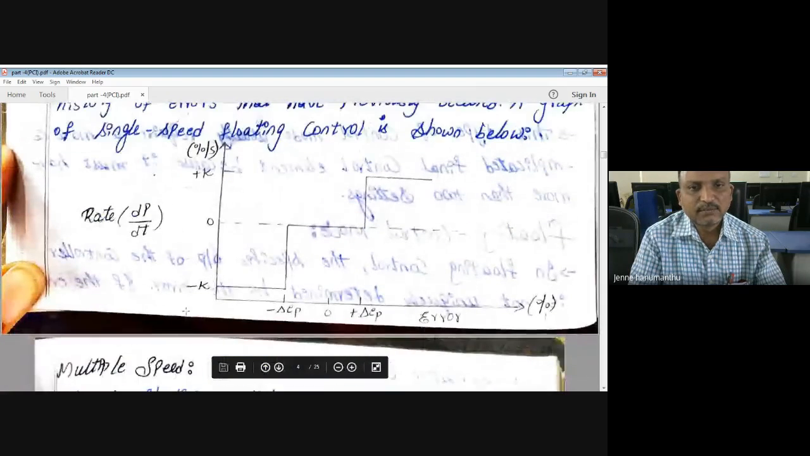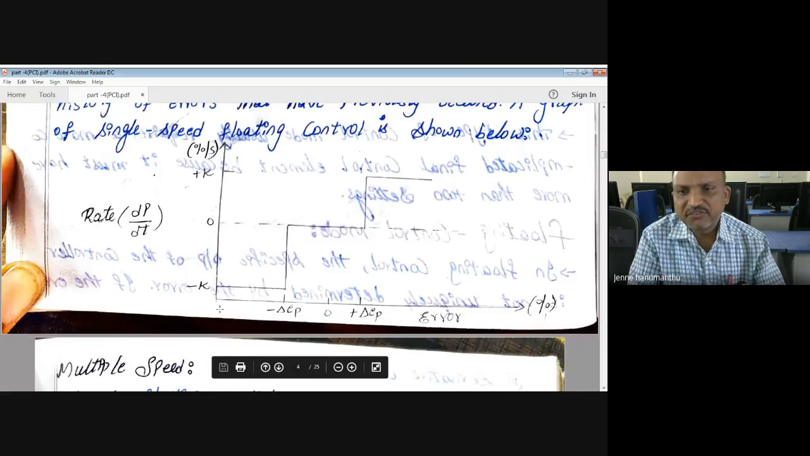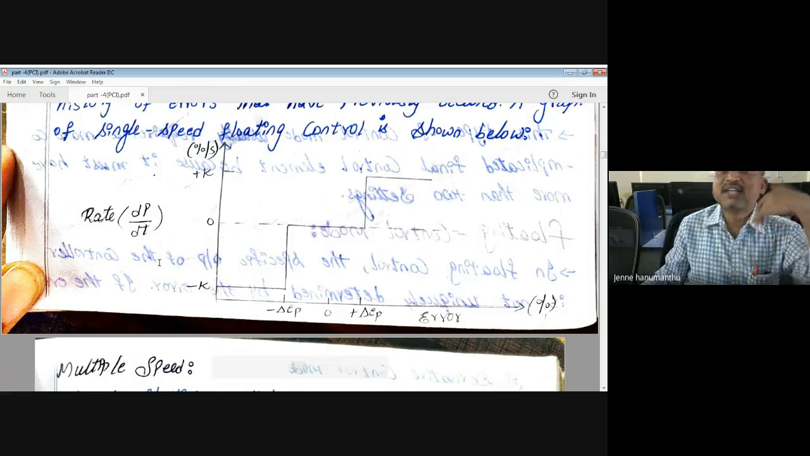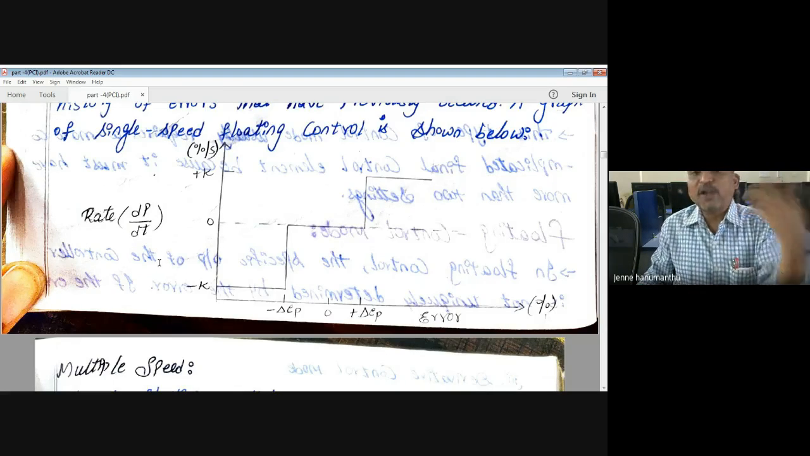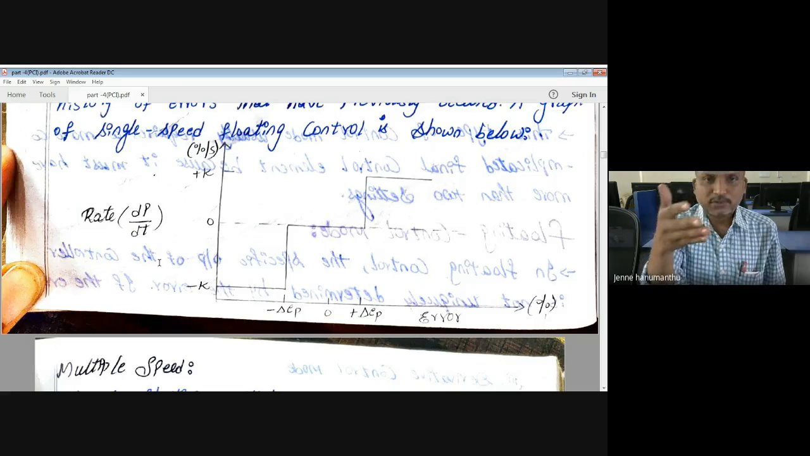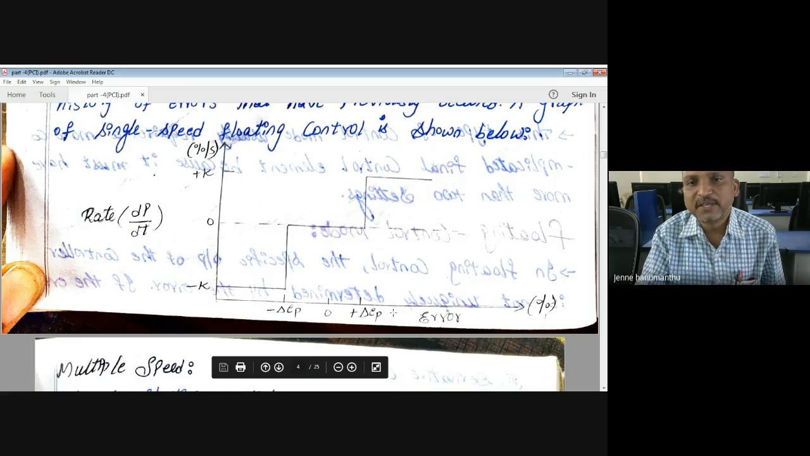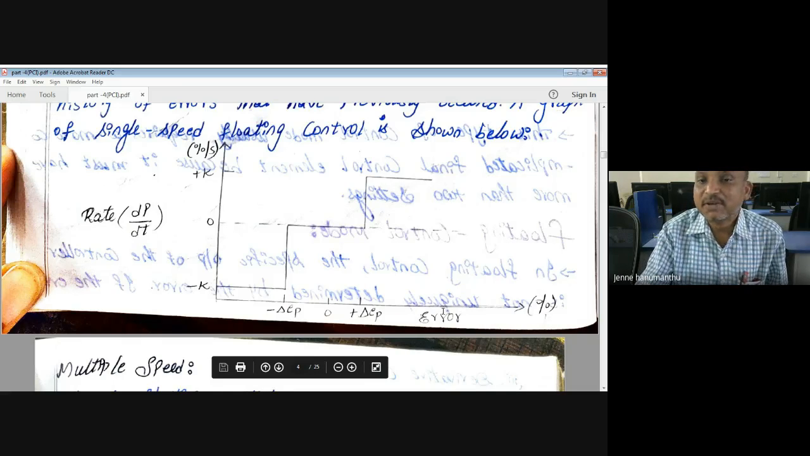See the diagram. This is a graph between error and the rate of control output. In the previous graphs, we simply plotted error and control output, but here we are plotting error versus rate of change of control output. If the error is greater than plus del E P, the output rate is plus K. If the error is less than minus del E P, it is minus K. In between minus del E P and plus del E P, the error is 0 and the control output rate is 0.